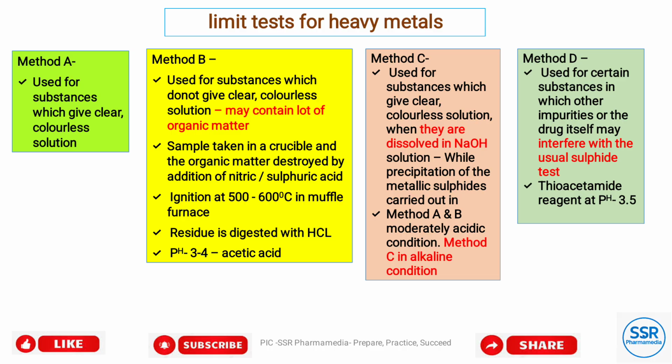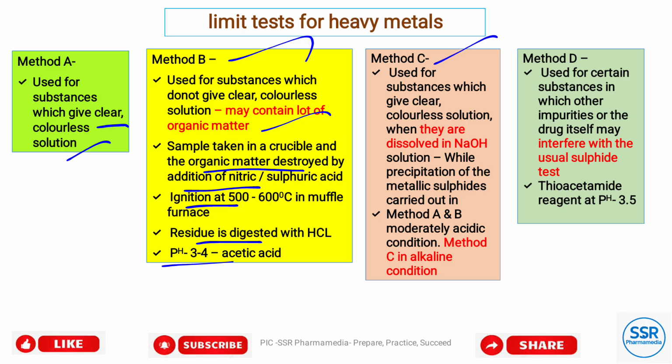Method A is used for the substance that gives clear colorless solution. Method B is used for the substance which does not give clear colorless solution, may contain a lot of organic matter, and the sample is taken in a crucible and the organic matter destroyed by addition of nitric acid or sulfuric acid, and ignition at 500 to 600 degrees Celsius in muffle furnace. Residue is digested with HCl, then pH 3 to 4 using acetate.